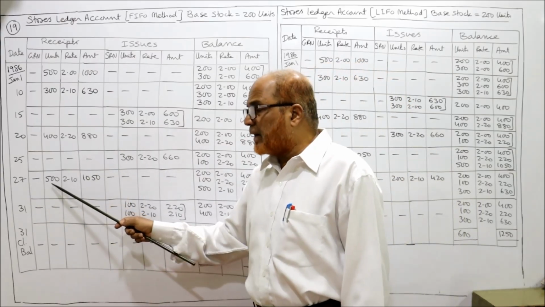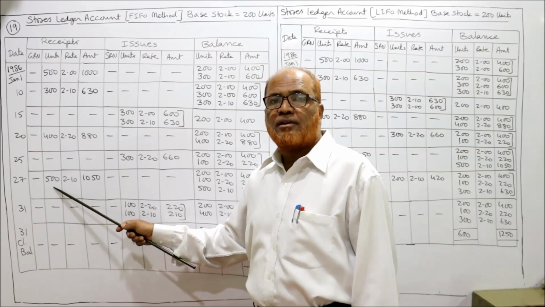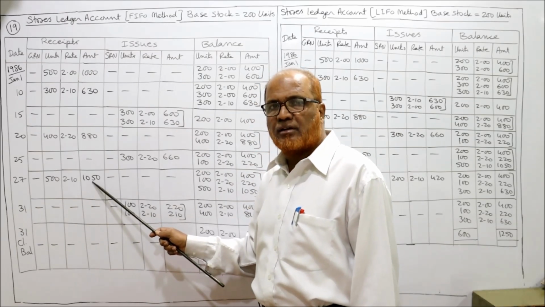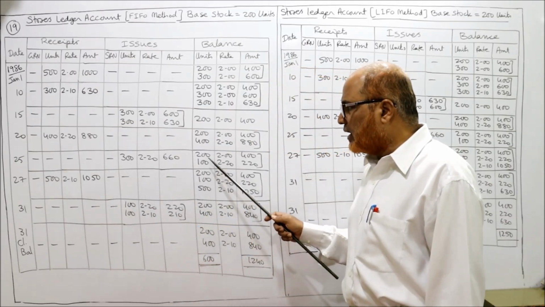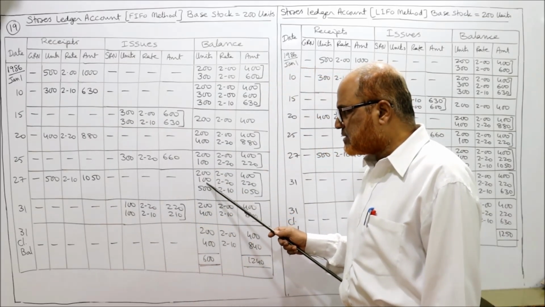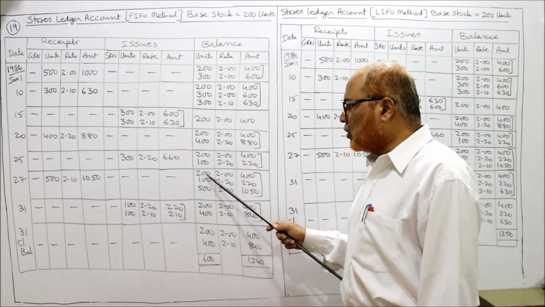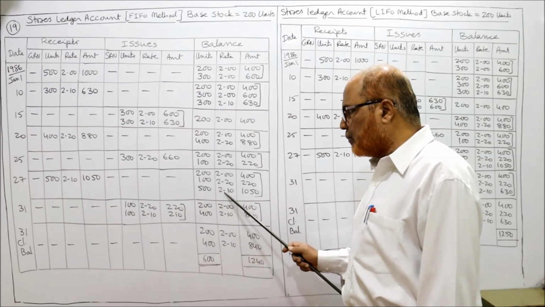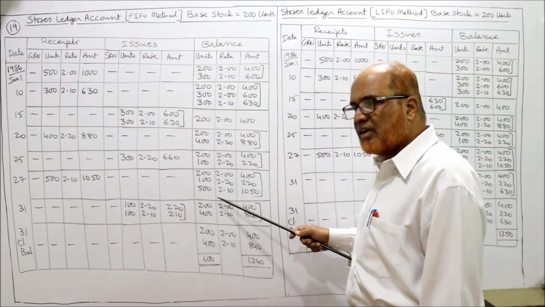On 27th there is a purchase of 500 units at 2 rupees 10 paise, 2.10, 1050. Now the balance will be this 200 and 100 coming from the previous balance, plus the 500 purchased. So 200 at 2 rupees, 400; 100 at 2.2, 220; 500 at 2.1, 1050. Three lots we are having.